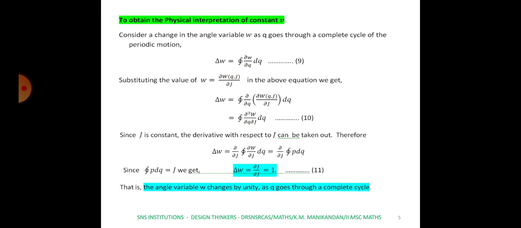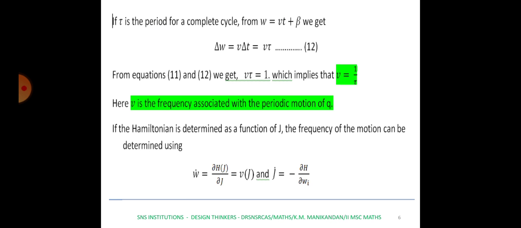Next we are going to obtain the physical interpretation of the constant v. Here v represents the frequency associated with the periodic motion of the generalized coordinate q.